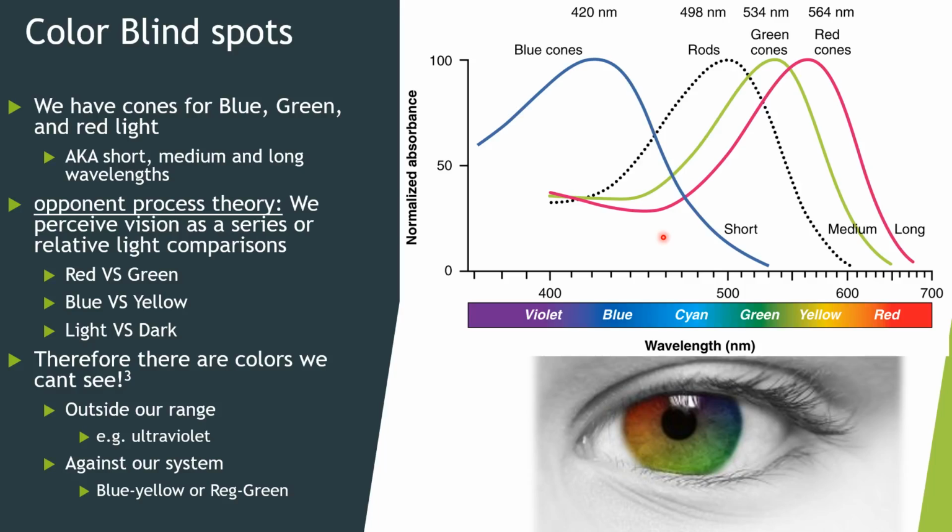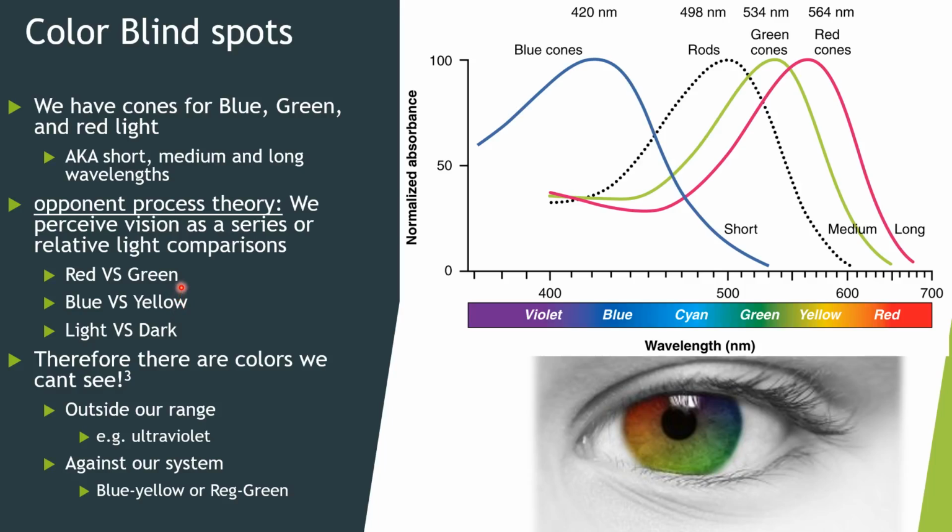Now, the way our perception of colors works is through something called opponent process theory. We don't see just blue, green, and red. We see that combinations of blue, green, and red result in different sets of colors. And so we have three sets of processes in our perception that affect how we perceive that information.